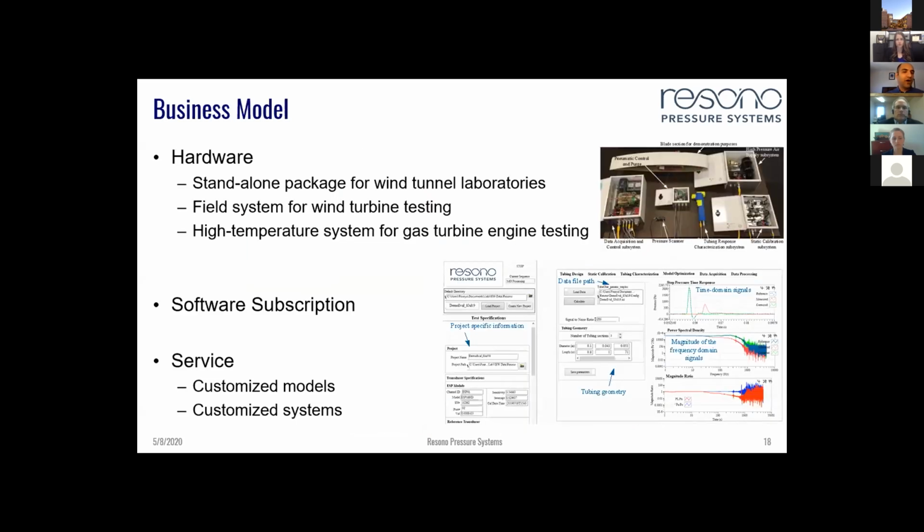So what is it that we are offering? We obviously have some hardware components, 3 different products for 3 different applications that I've mentioned: lab system, a field system, and high temperature system for gas turbine engine testing. We sell the hardware. Our data processing software is based on subscription, and we also provide services based on customer needs. And we are trying very hard in order to protect the intellectual property of all different components of our system. We have 3 patent applications in process, working on the applications, and our software is copyrighted.